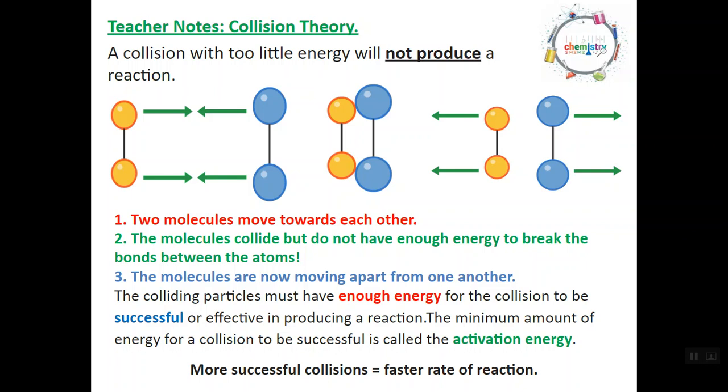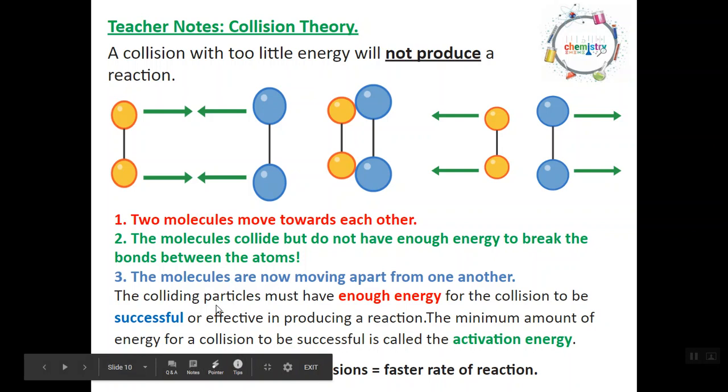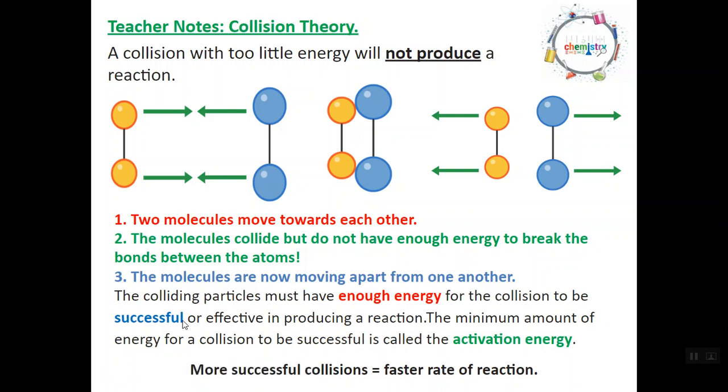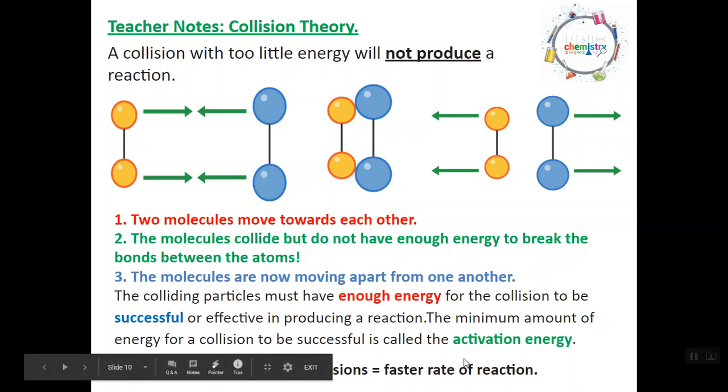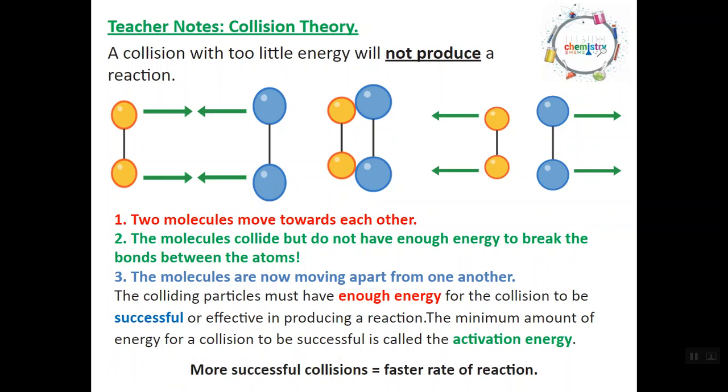Now, the colliding particles must have enough energy for the collision to be successful. Successful is your key word. If you use successful in an exam, you'll get the mark. The minimum amount of energy needed is activation energy, and we have looked at activation energy before when we looked at endo and exotherm. It's the amount of energy you need to start making product. So to break the bonds and start producing new product.